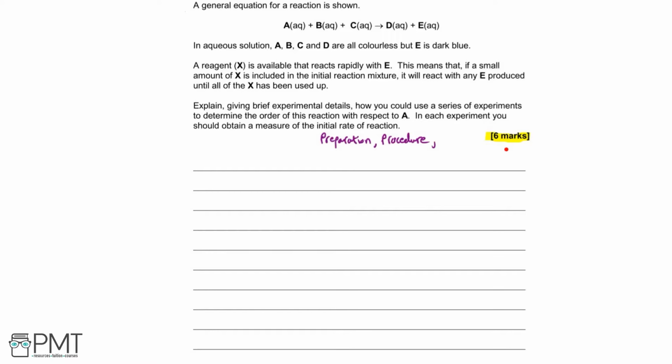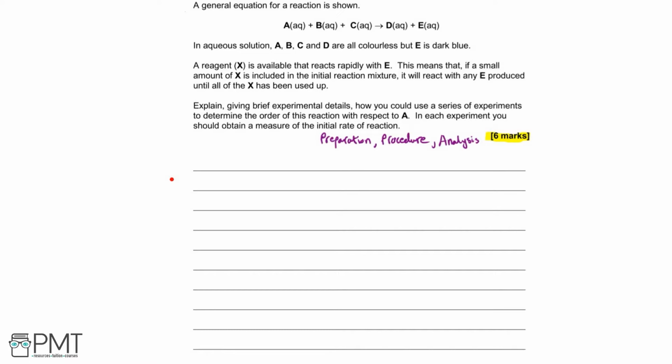And then finally we have our analysis section, which is what we then do with all the data we've recorded from our experiment. So to begin with, we start by talking about the preparation, and with these stages in the 6 marks question, there will always be at least three specific points, sometimes more than 3, that we need to hit in order to have fully described that stage.